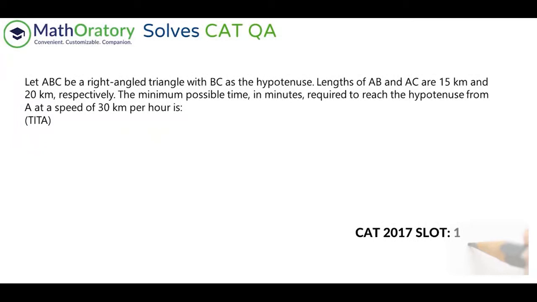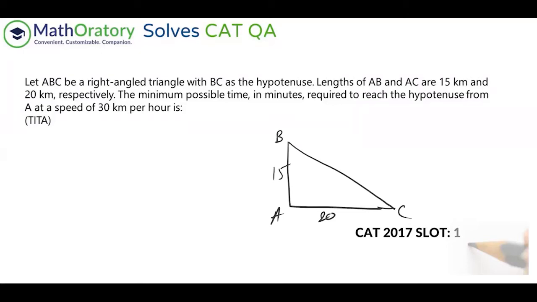Okay, so we have ABC, a right angled triangle with BC as the hypotenuse. So A is the 90-degree angle. The lengths of AB and AC are 15 and 20.